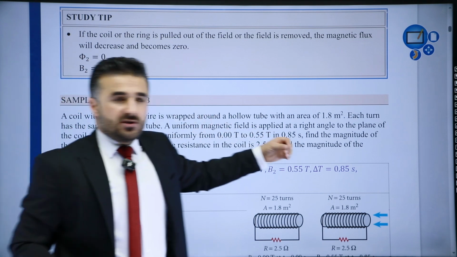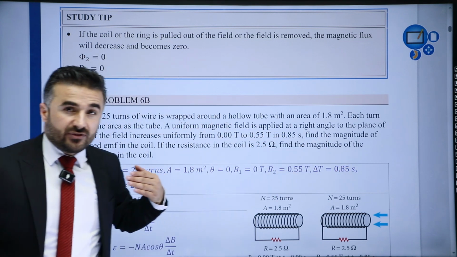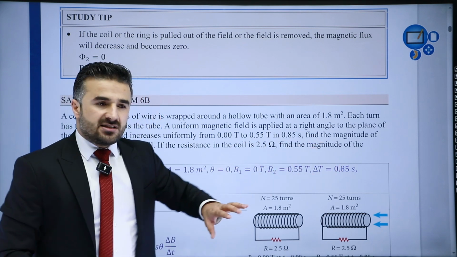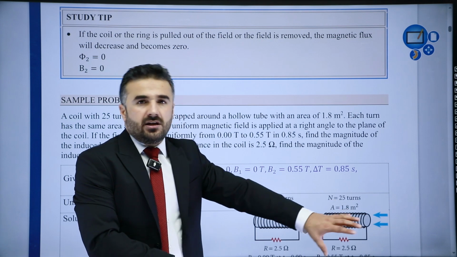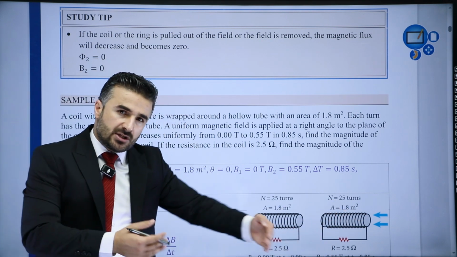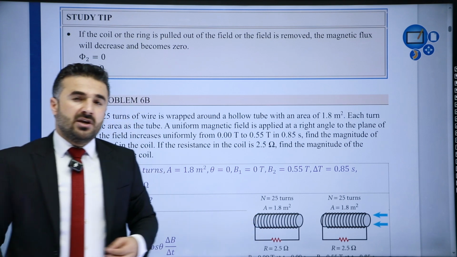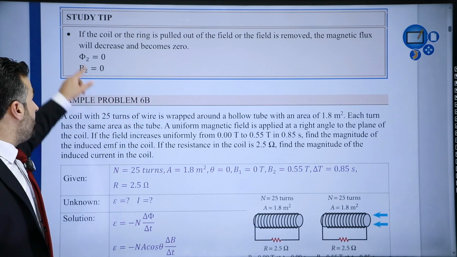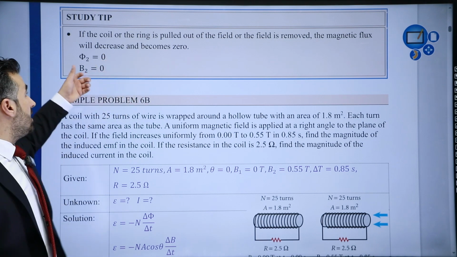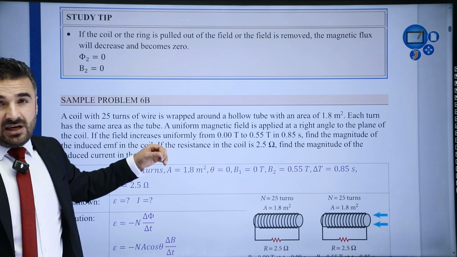Because there will be questions that tell you the coil is removed, or the coil is pulled out of the magnetic field. If that is the case, we have a first magnetic field, but once you pull it out, the magnetic field is going to decrease until it becomes zero. So in another way, we can say the final magnetic flux is going to be zero, because there's a change. Or you can say the second magnetic field is going to be zero.